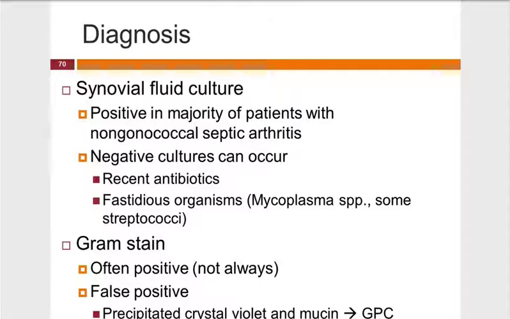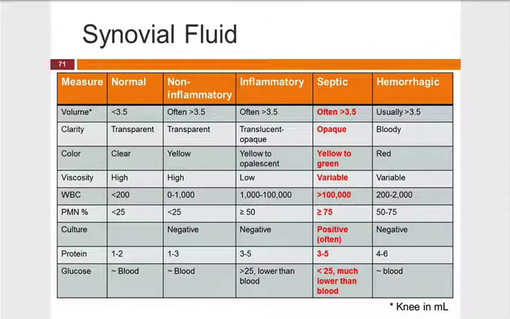Most of the time, if it's septic arthritis, the culture is going to be positive unless it's an organism that doesn't grow, right? Or you just recently had antibiotics. And please remember the false positive that you can have on a gram stain, where precipitation of the crystal violet and the mucin makes you see gram positive cocci.